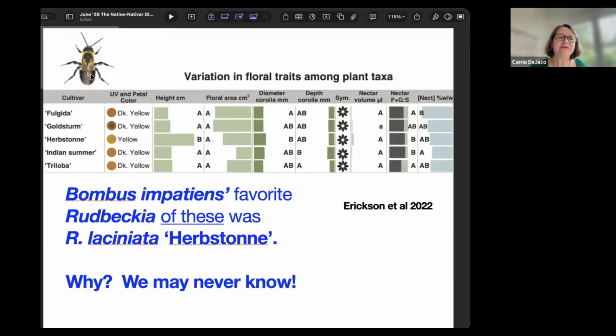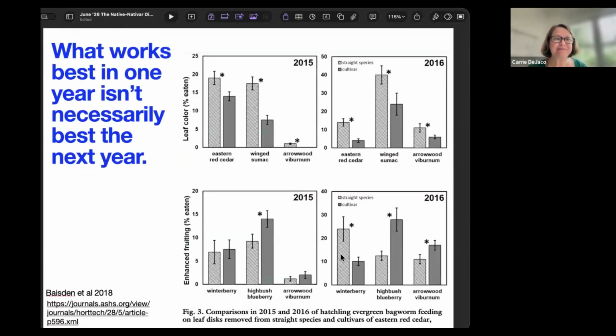When the bumblebee is saying, okay, I really like the herbs ton, is that because it's simply a taller plant? Is it because it has more of the sucrose or more of the fructose and glucose compared to the sucrose? Maybe it has different amino acid balances. We really don't know. This is a puzzle that we still have a lot of work to do in terms of figuring out what all the pieces are and being able to measure them. What works best in one year is not necessarily going to be the best in another year.